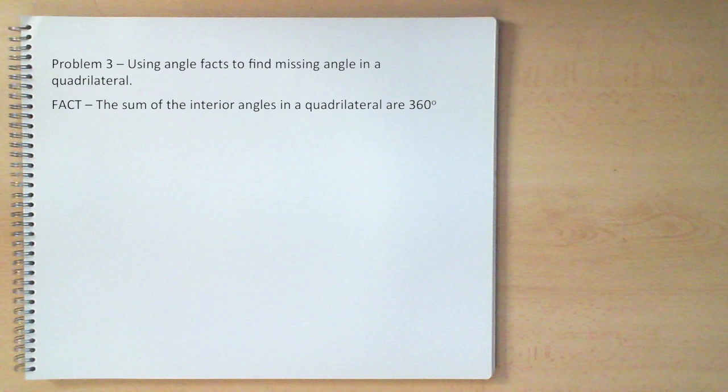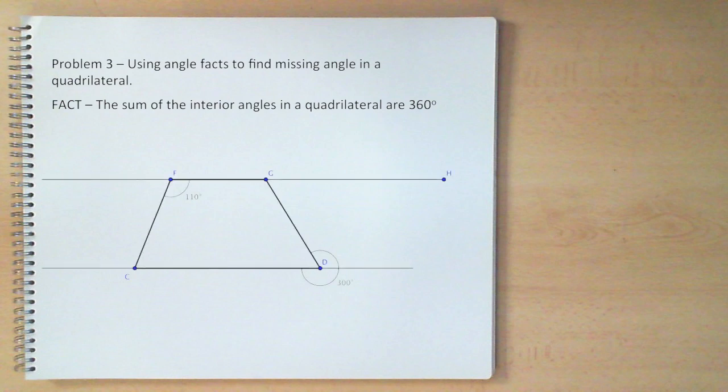So we're going to find some angles in a quadrilateral. And the fact that you need to use here is the sum of interior angles in a quadrilateral are 360 degrees. So the quadrilateral we're going to look at is a trapezium. And a trapezium is a shape that has two of its sides that are parallel. And in this case, it's the top and the bottom sides. So we're needing to find all of the missing angles.